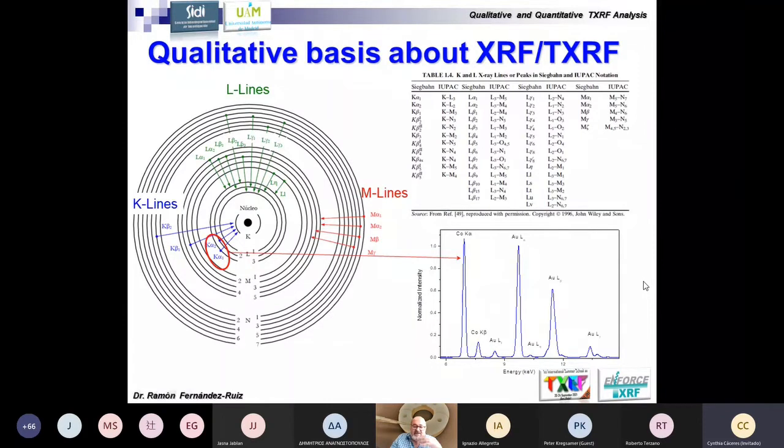This process is the same for the L lines, but here there are very many possibilities, and it's a little more complex. Okay, this has been commented. I think that for Koichi, the different notation is enough.